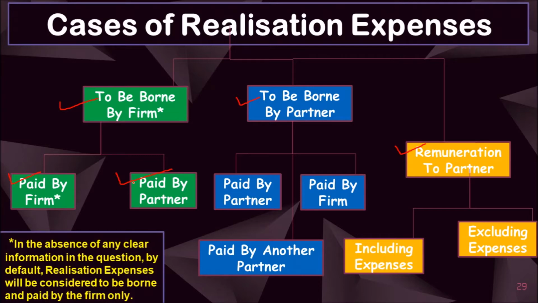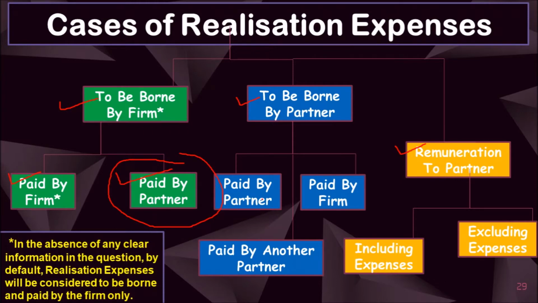All right, so once again, I explain: if "to be borne by firm" is given and no other information is given, we consider that it is paid by the firm by default. But for the rest of the things, the question will specify. So if the question says that realization expenses were to be borne by the firm but paid by the partner, or paid by the partner on behalf of the firm, then this situation will be applicable. Fine. After making you understand all these, we will discuss the journal entries.